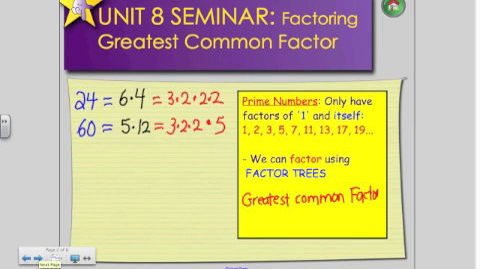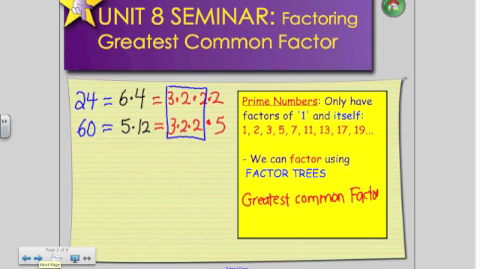Now if I had to find the greatest common factor of these two numbers, you can easily see that the only thing they have in common is a 3 times 2 times 2. So for this particular scenario, my greatest common factor would be 3 times 2 times 2, or 3 times 2 is 6 times 2 is 12. So the greatest common factor between 24 and 60 is 12.